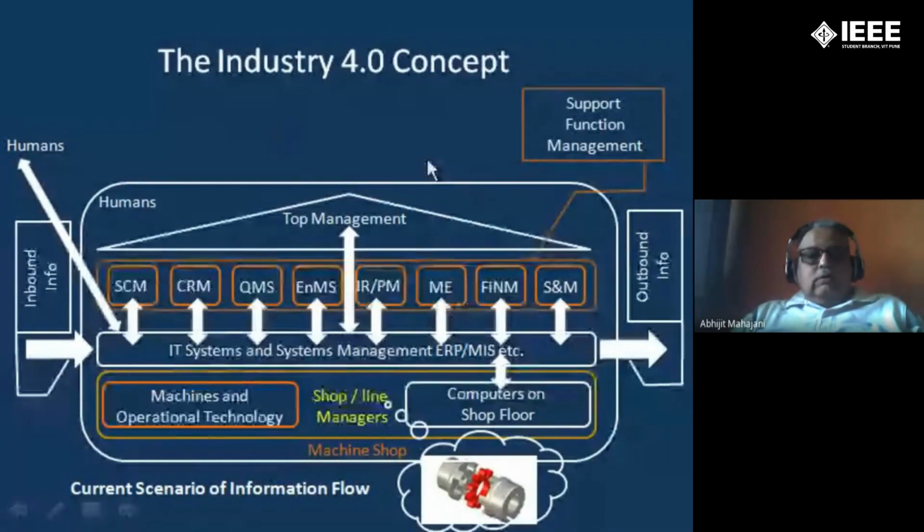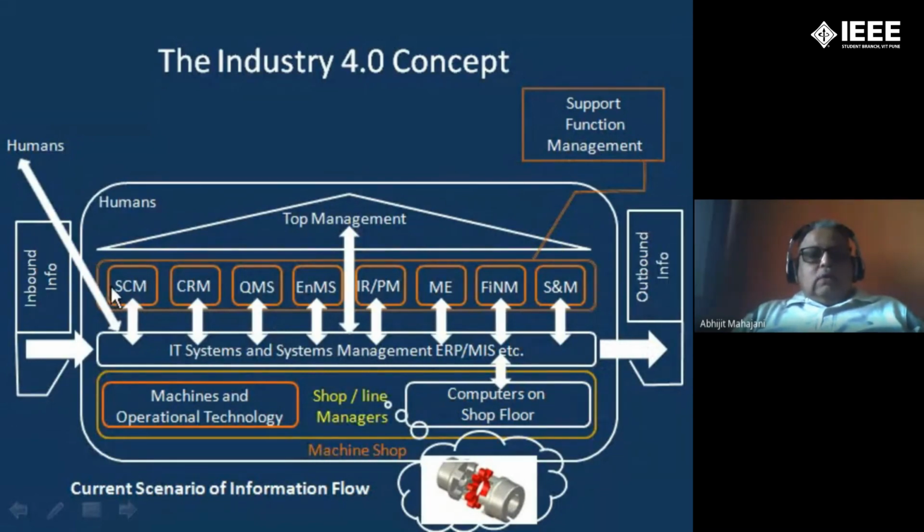This white thing is the factory, and we have this inbound information in the form of orders and information regarding your supply chain and supplies and all that. And here is the outbound information regarding the payments and deliveries and dealers and all that. This is the top management sitting here.